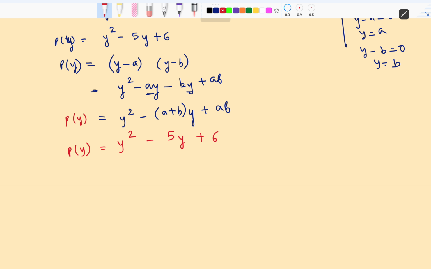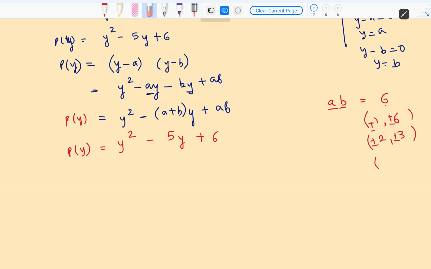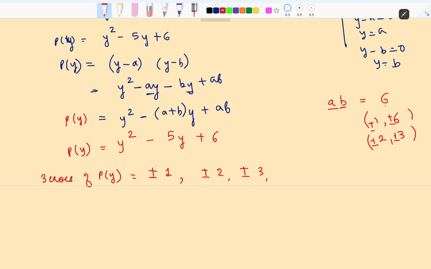ओके, अब देखो a times b is equal to 6, तो product of both the zeros is 6, right? तो मेरे दोनों zeros क्या क्या हो सकते हैं, इसके factors निकालते हैं. 1, 6, 2, 3, positive negative both. यही दो option है, right? अब my a and b could either be zeros of p of y, could either be positive or negative 1, positive or negative 2, positive negative 3, positive negative 6.